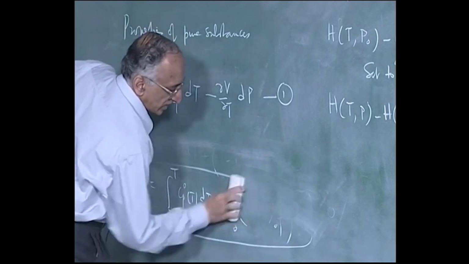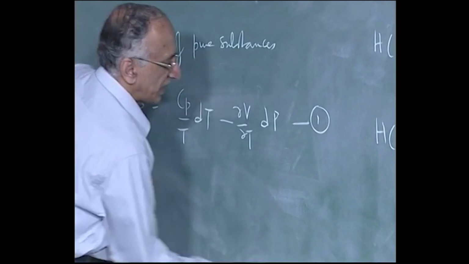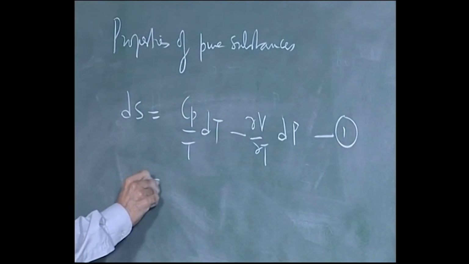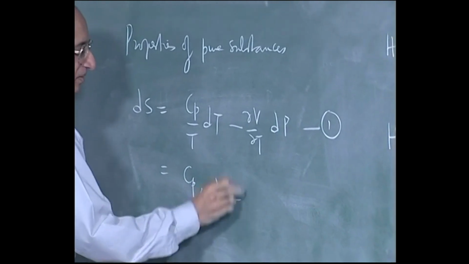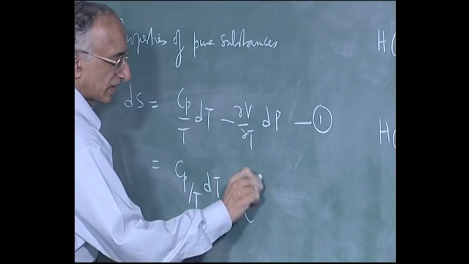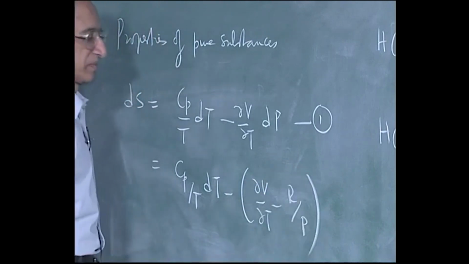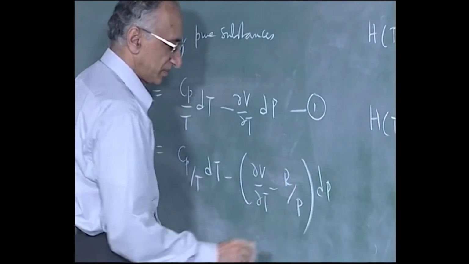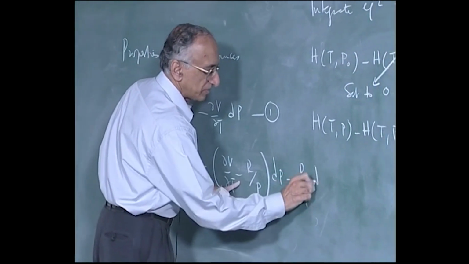And the way you work around it is simply in thermodynamics you simply add R by P and subtract R by P. So you will get Cp by T dT minus dou V by dou T minus R by P dP minus R by P dP.